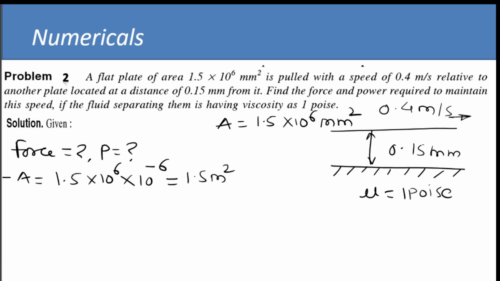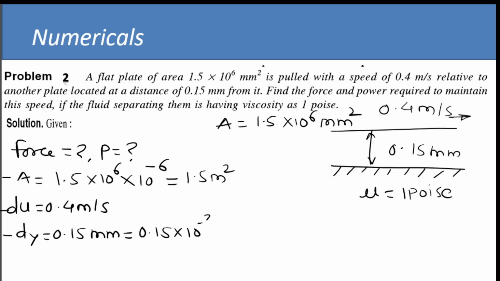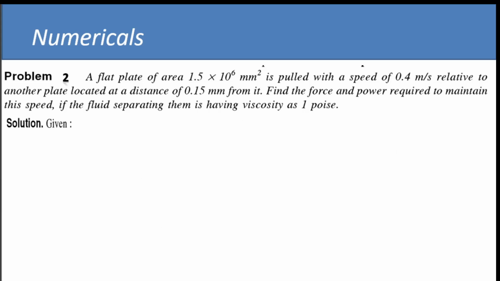Now next is the distance is given. Velocity u is in the unit of meter per second. So we can say du is equal to 0.4 meter per second. Then dy is equal to 0.15 millimeter. So we are getting 0.15 into 10 to the power minus 3 meters. Okay, so we have all the values.